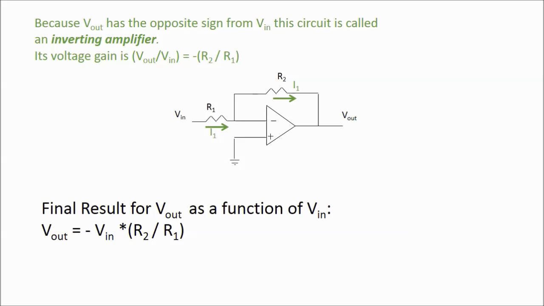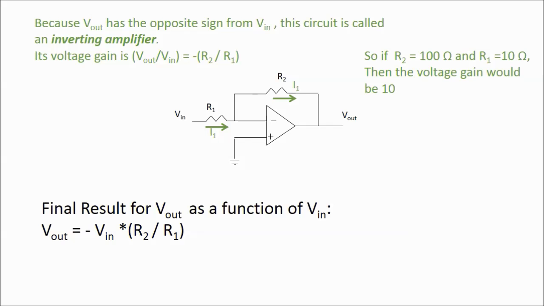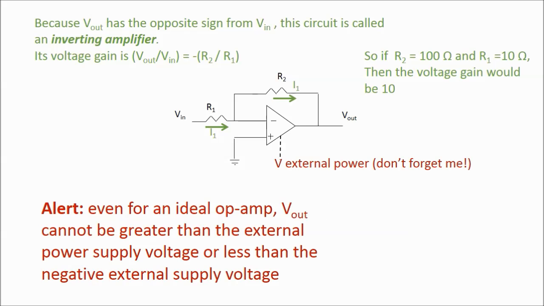If you want your output voltage to be bigger than your input voltage, you choose R2 to be bigger than R1. As an example, if we picked R2 as 100 ohms and R1 as 10 ohms, then we would have a voltage gain of 10.